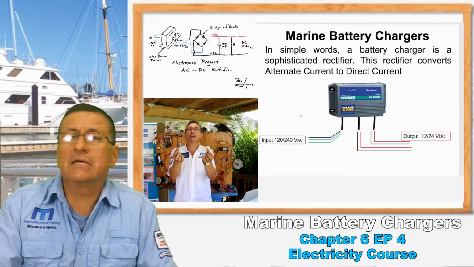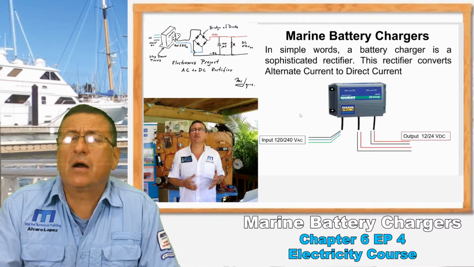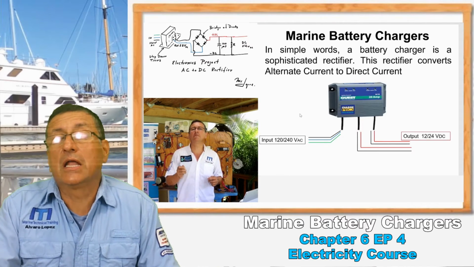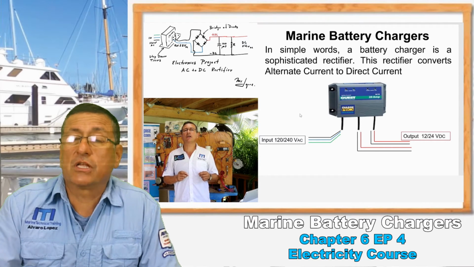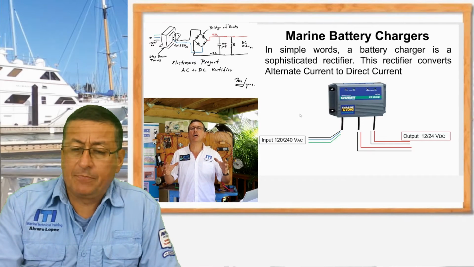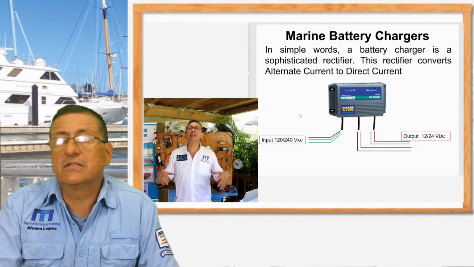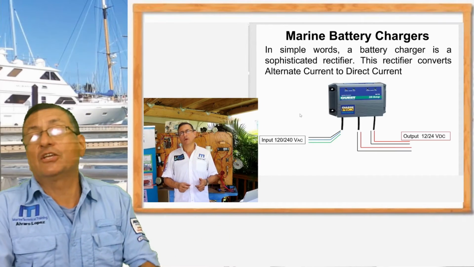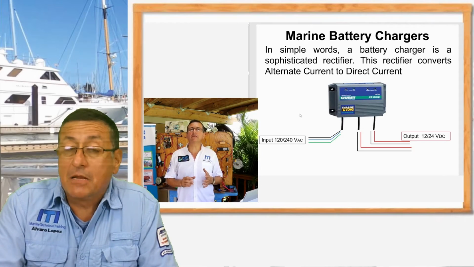We are going to analyze different types of marine battery chargers, and we are going to verify what the input is, what the output is, and how much the output should be in order to keep the battery banks properly charged. And we are going to check the battery chargers according to the type of batteries. If it's gel, if it's lead acid, if it's AGM, we are going to analyze the appropriate battery charger for each type of battery bank.